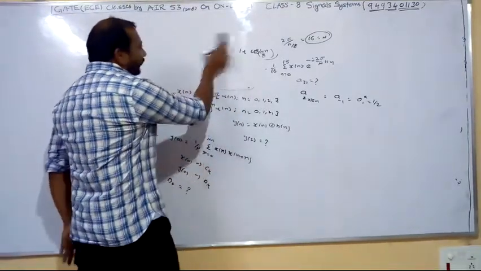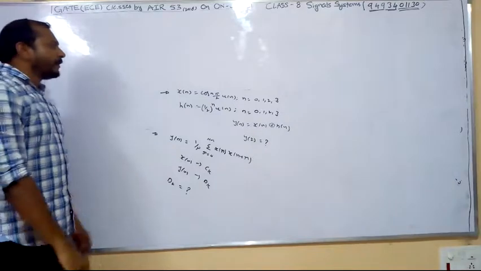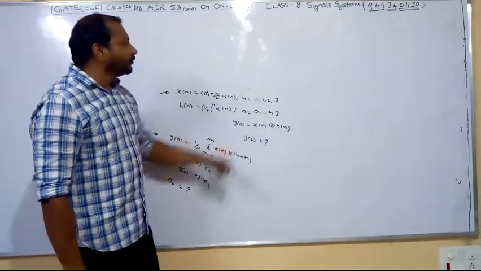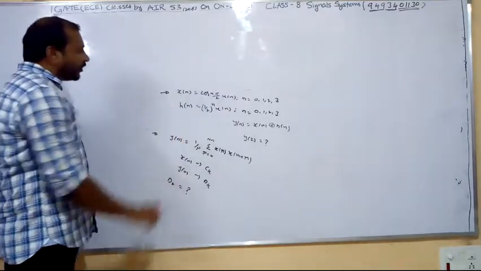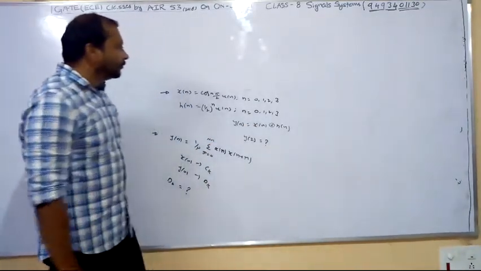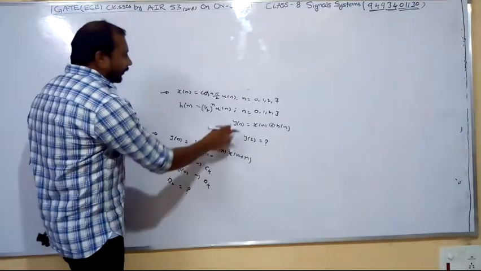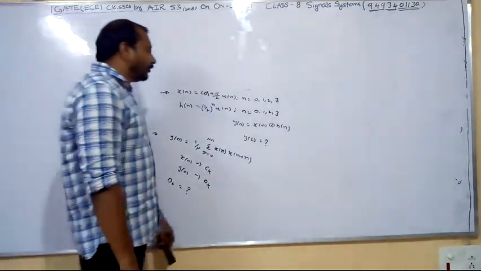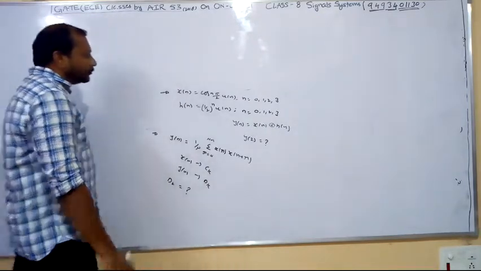Now, next one. X of n is given as cos n pi by 2 u of n, where n is 0, 1, 2, 3. So you can call this a periodic signal with period equal to 4. And h of n is equal to 1 by 2 whole to the power n, u of n, with n equal to 0, 1, 2, 3. And they have given that y of n is equal to x of n convolution with h of n. Then what is the value of y of 2?